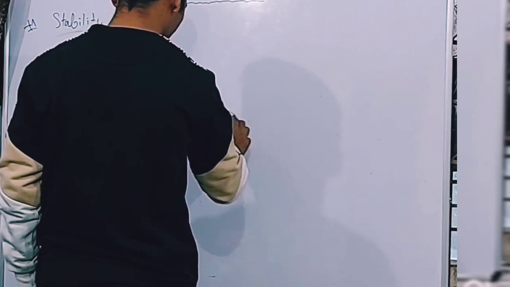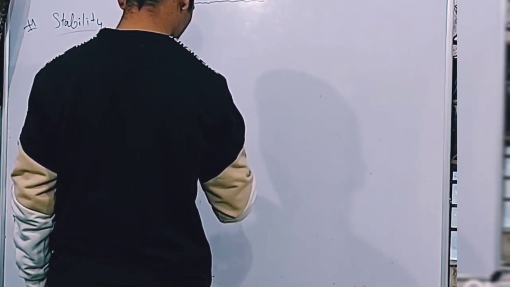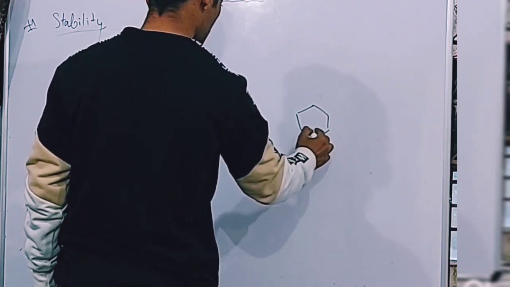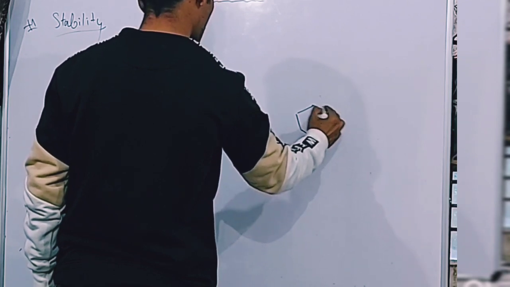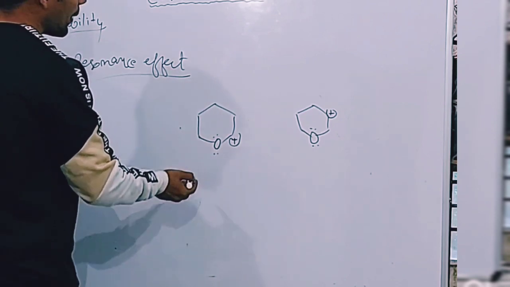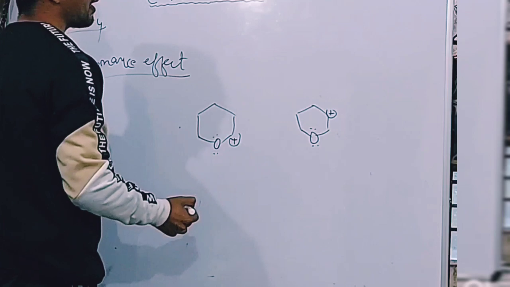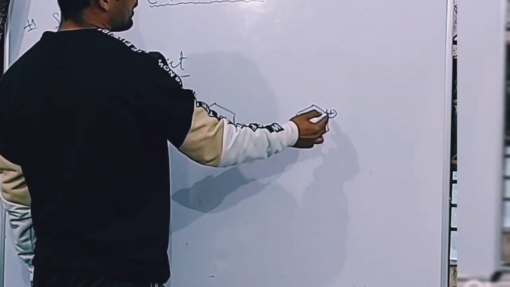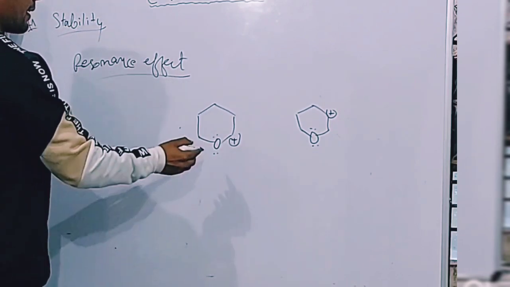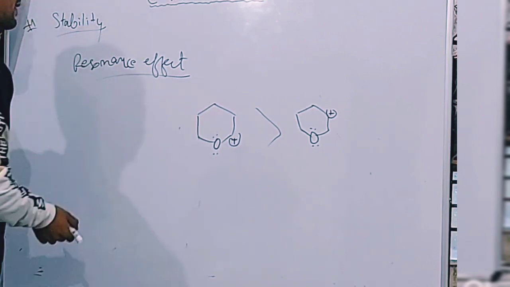Suppose we have these two molecules. In one molecule we have a positive charge adjacent to this oxygen group, and in the other molecule we have a positive charge in this position with respect to the oxygen atom. So this molecule will be more stable than this molecule. Why? Because of the resonance effect.